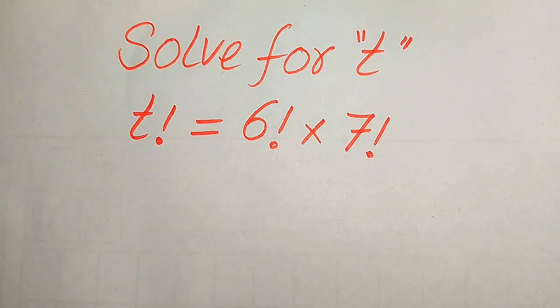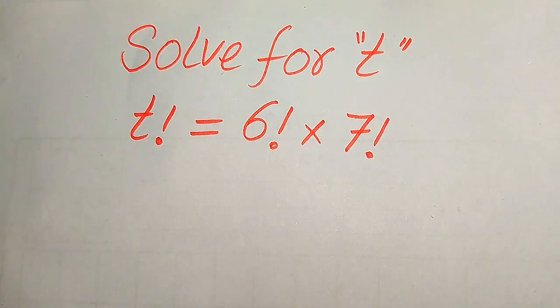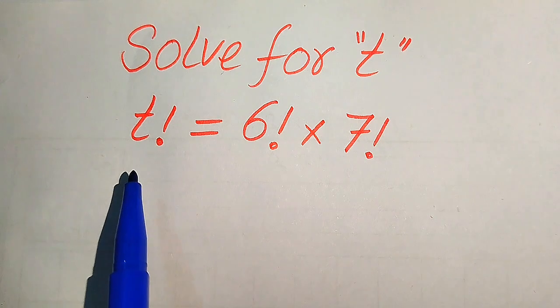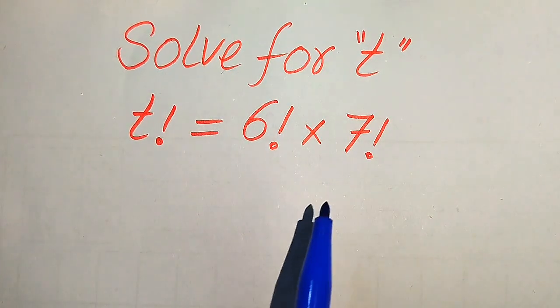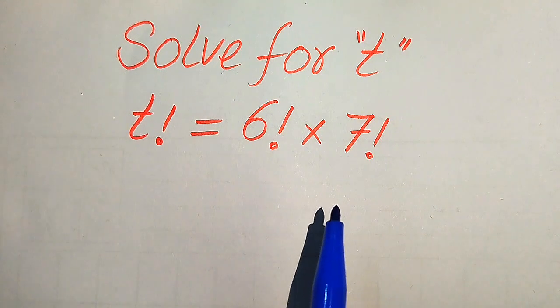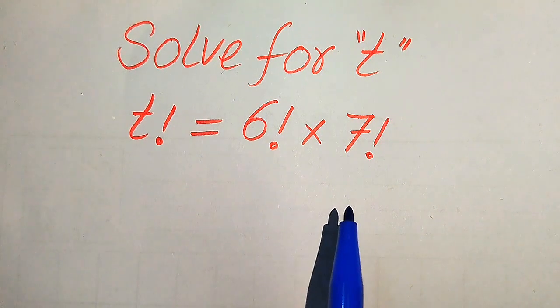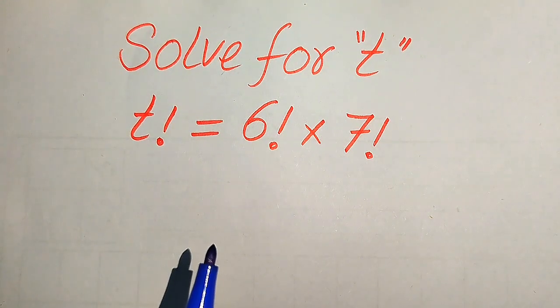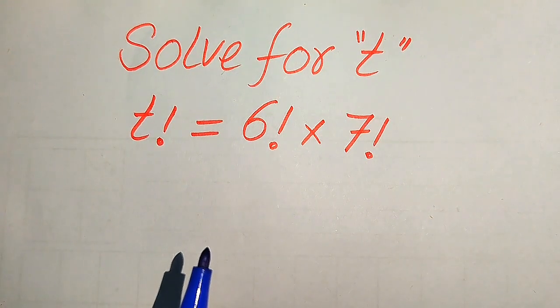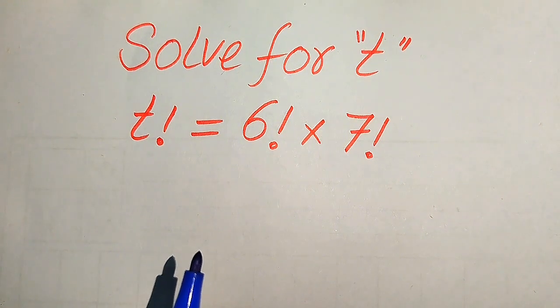Hello everyone, how to solve this problem for the values of t if we have t factorial equals 6 factorial multiplied by 7 factorial. So this is a basic math factorial problem. Here we need to find all the roots of this factorial equation, and at the end we will check whether this is a root or solution of the given equation, or an extraneous root. So please watch this video to the end.